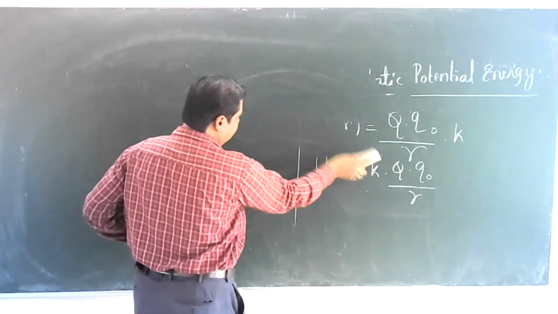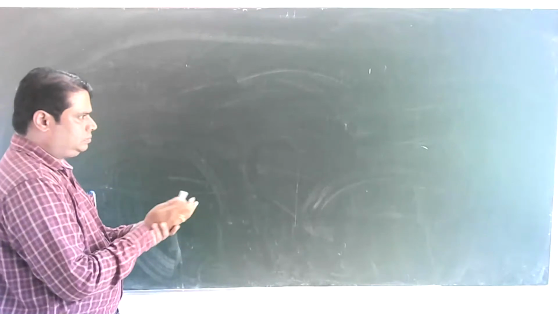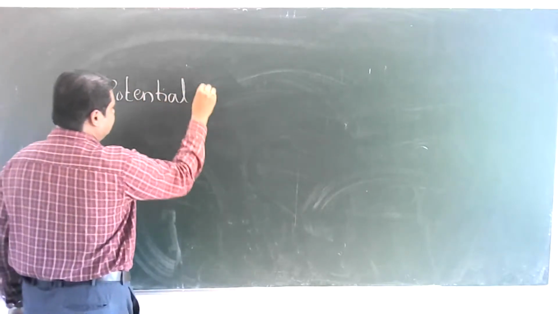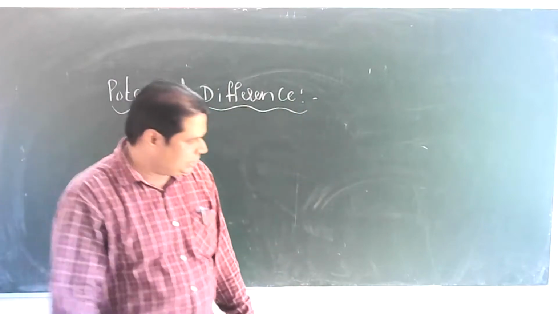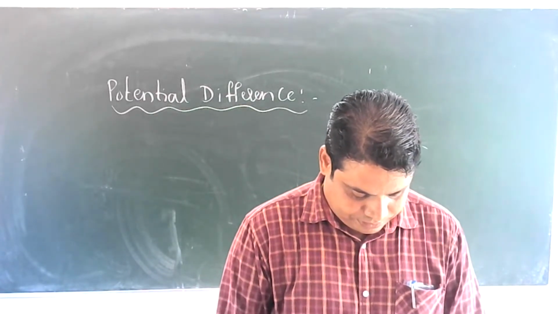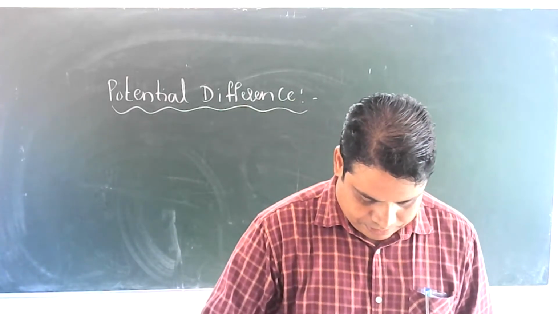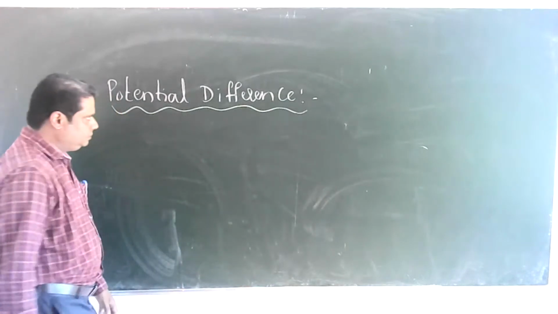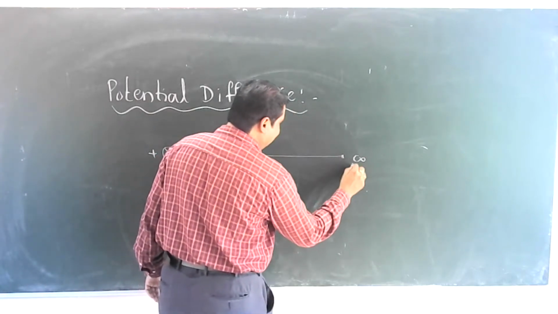Now, we have even discussed potential difference. Of course, it's the electrostatic potential difference. Let us consider the source charge Q, and some point at infinity.